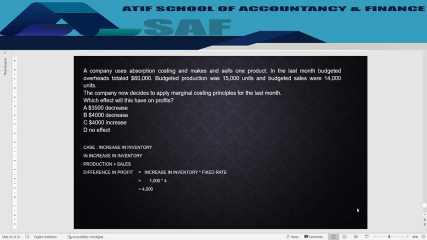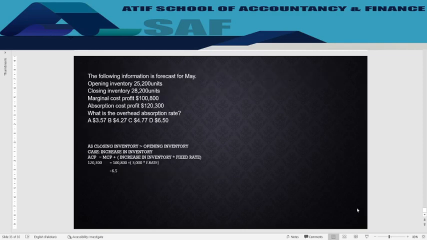And the last MCQ is the following information forecast for May. Opening inventory 25,200, closing inventory 28,200, which means increase in inventory. Marginal costing profit is 1,800,000, absorption costing profit 1,20,300. What is the overhead absorption rate? As it is the case of increase in inventory, the formula used to calculate the rate is ACP is equal to MCP plus increase in inventory into fixed rate. So this is the reconciliation of marginal and absorption costing with the solved MCQs of past papers of A level.